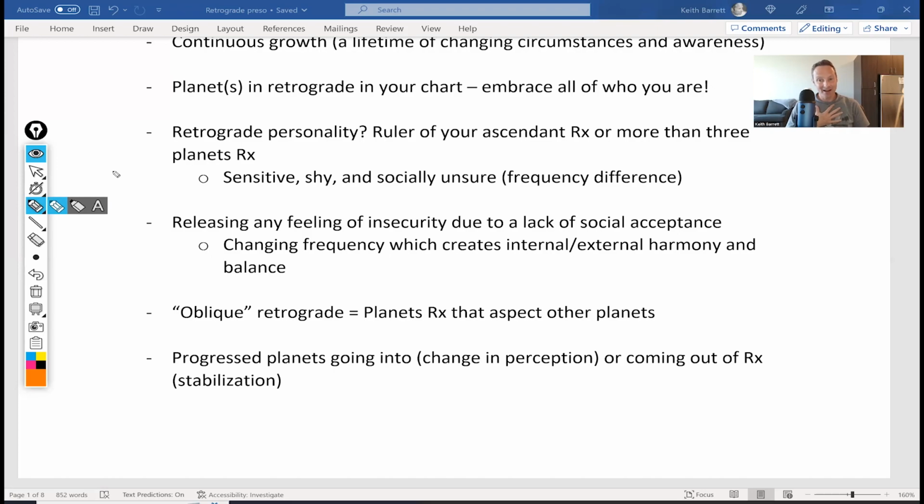Right. So I have a retrograde planet. I have more than 3 planets in retrograde. I've had that a lot in my life where I'm like, I don't feel like I quite fit in. What's wrong with me? And it's like, no, there's actually nothing wrong with you. It's the universe's way of saying, not this way, or not this person, or not this environment. Come back to yourself. Come back.